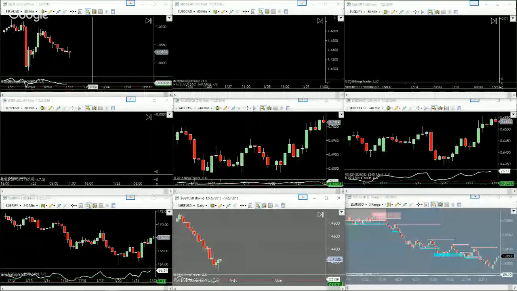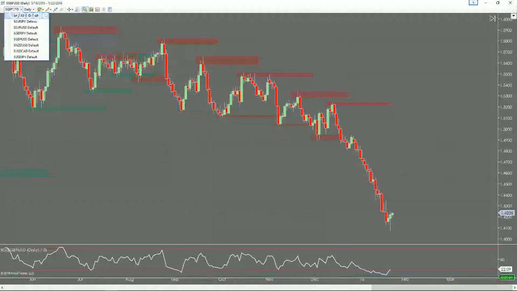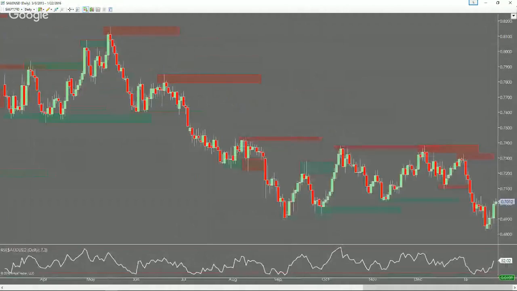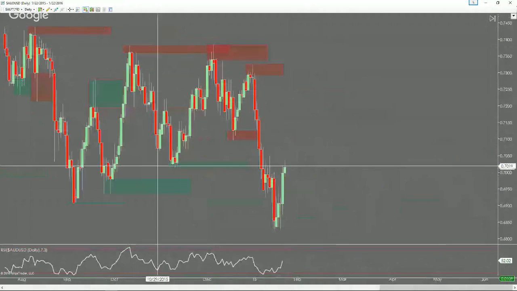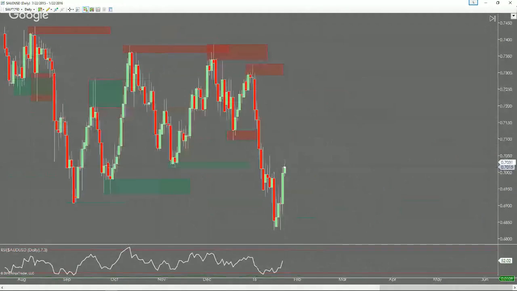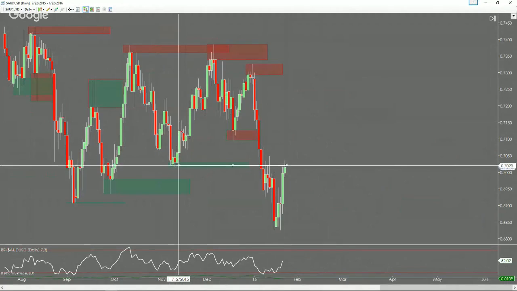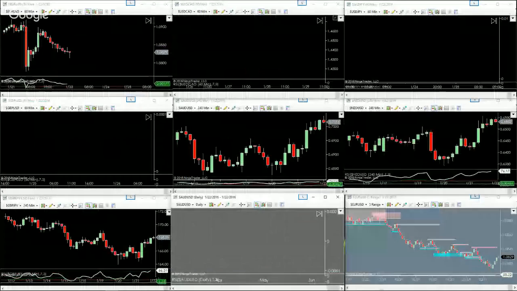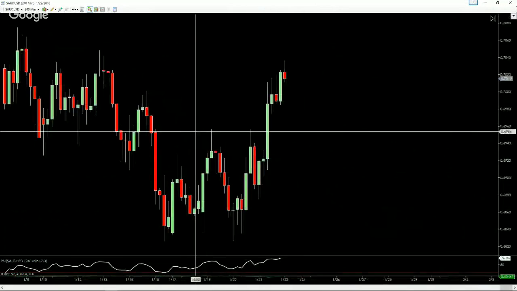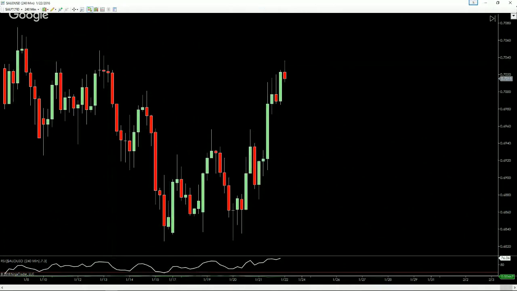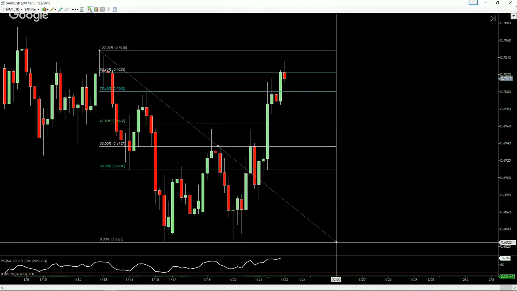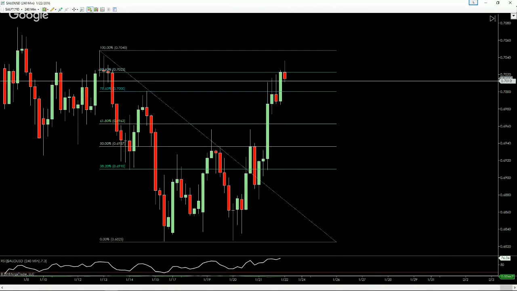So let's go to Aussie dollar. Aussie dollar price retraced to that previous level of structure right here, 240. This might be, yep, bat pattern.